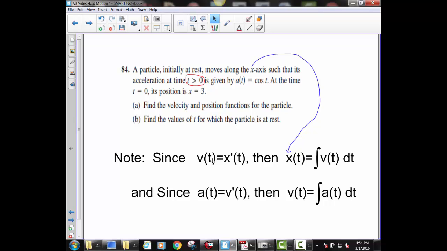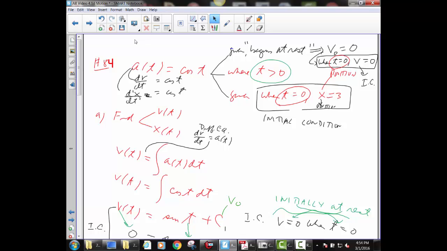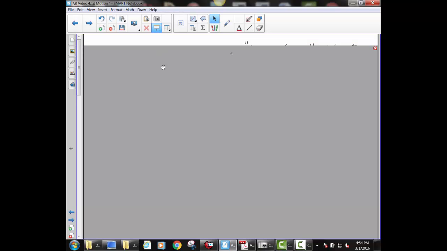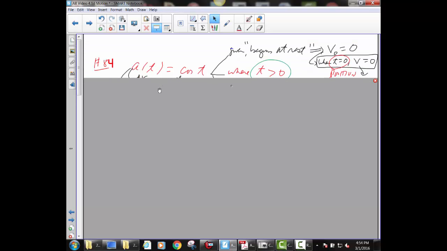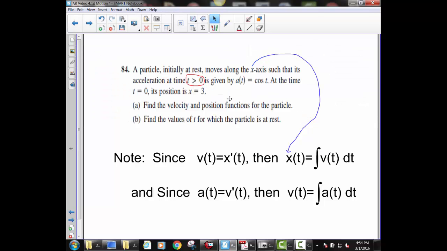So again, since we know that the velocity is the derivative of the position function, the position is the integral or antiderivative of the velocity. And since we know that the acceleration is the derivative of the velocity, then the velocity is the antiderivative of the acceleration. So we're given a of t equals cosine t. You're told that it begins at rest, okay?